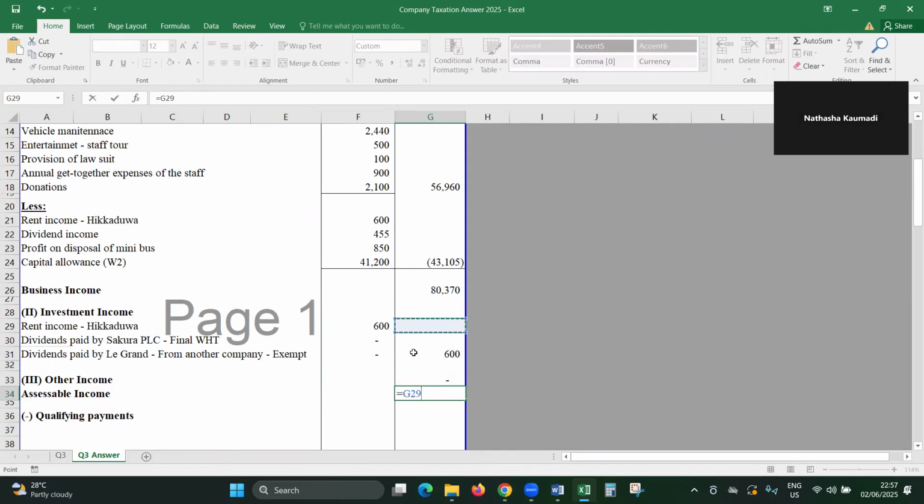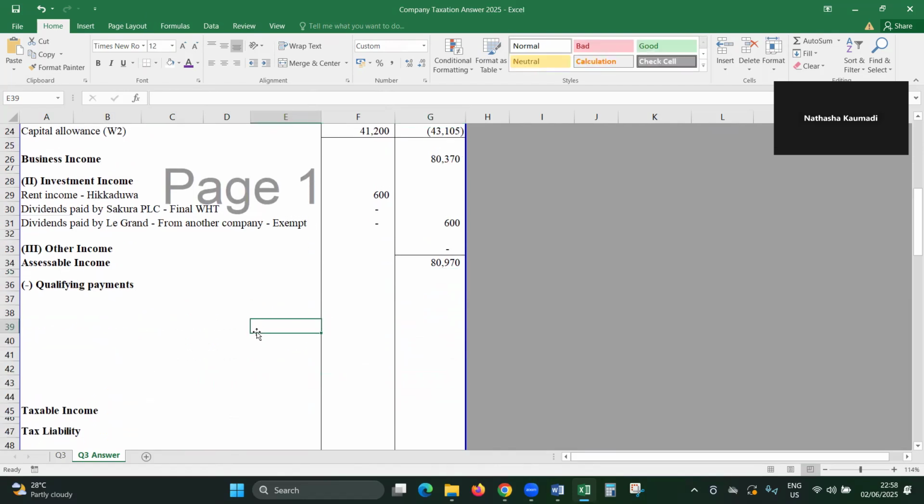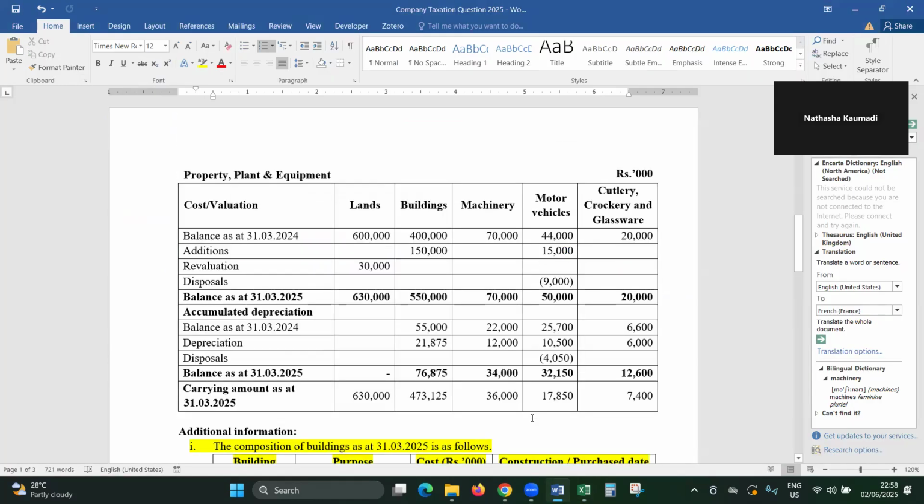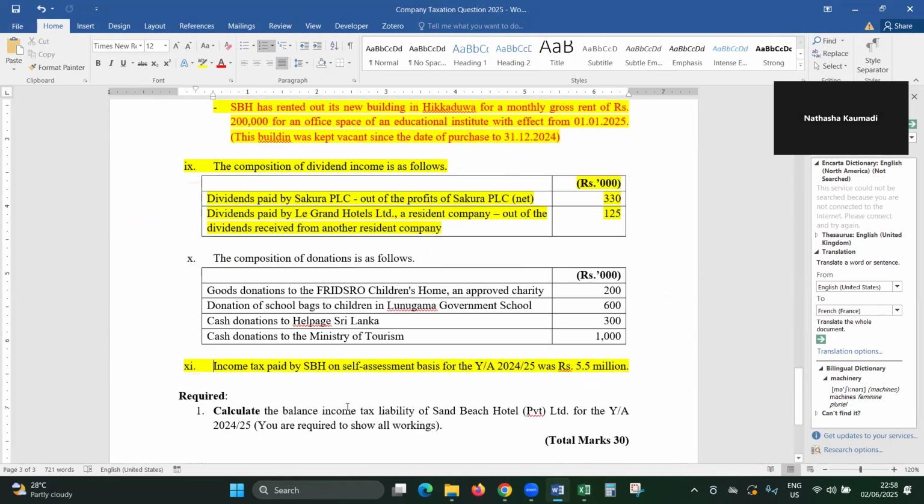So the assessable income includes business income plus investment income plus other income. Total assessable income is 80,970. All right, now we have the assessable income as well. Now we are going to write the qualifying payments. We'll take the first one.